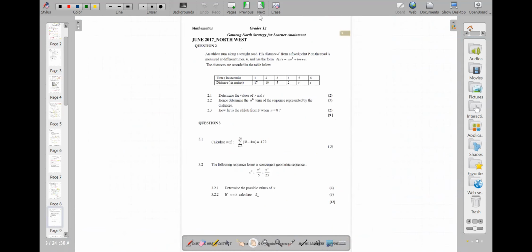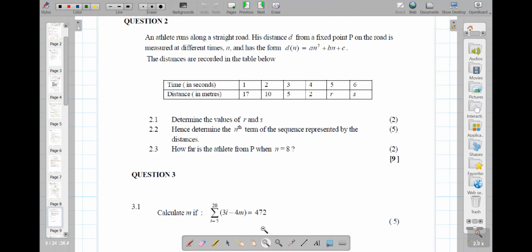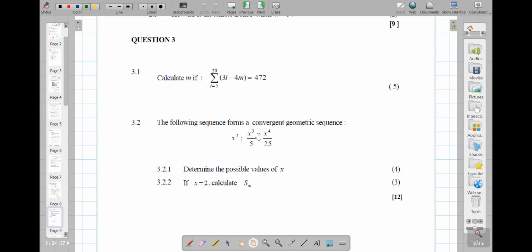Okay, and is there anything different or important that we can mention here? There's a formula for a quadratic sequence given. That's nice. Time in seconds, the distance, determine the values of R and S, okay, and then the nth term, that's a quadratic one, so you can use it. So then P is 8. Okay, it's just an application of a quadratic sequence question. That wouldn't be much problem.